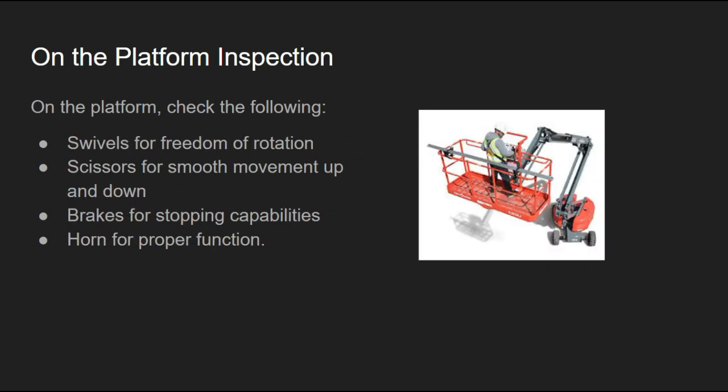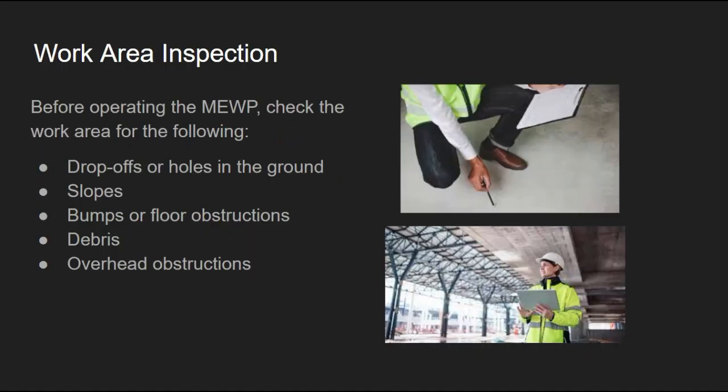Check swivels for freedom of rotation. Check scissors for smooth movement up and down. Check brakes for stopping capabilities, and check the horn for proper function. Now that you've checked your machine, you're going to want to go and check the work area.